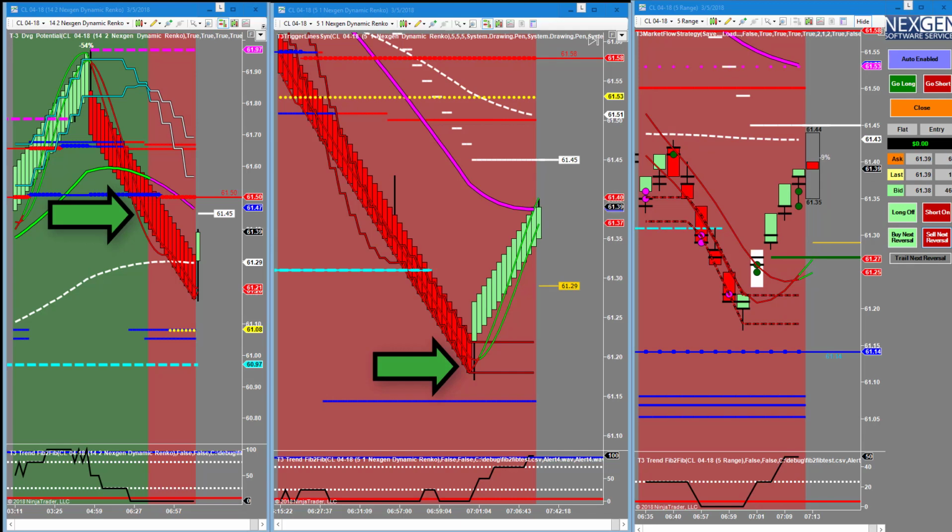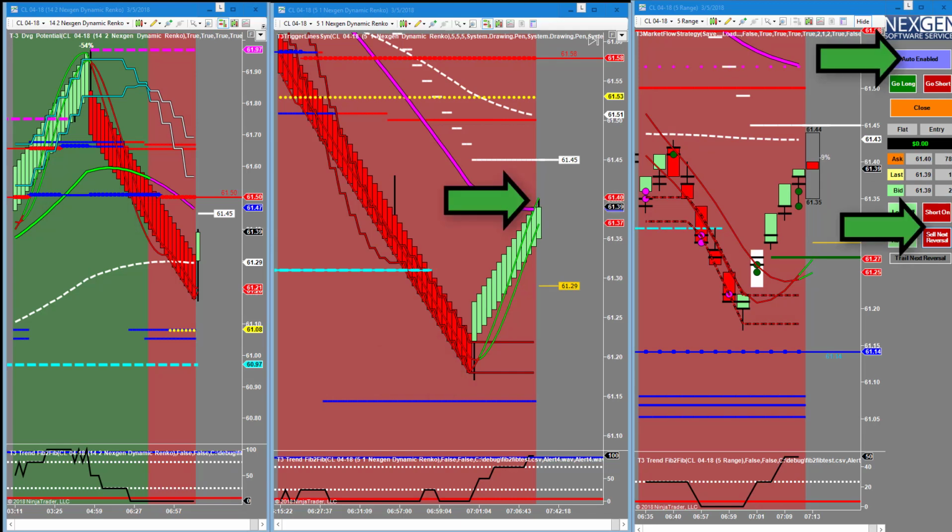So you can see what we've done. We've obviously made it to the mid band, and we have enabled our strategy, and we have turned on the short and sell next reversal bar. Then again, we're looking for any reason to go short, which would be a reversal bar on our 5 range chart.